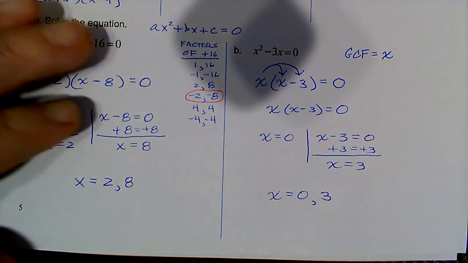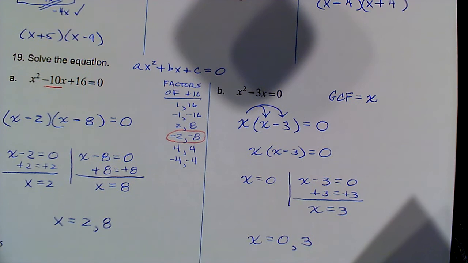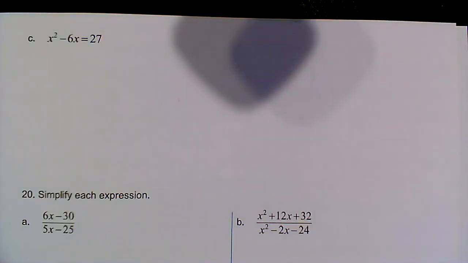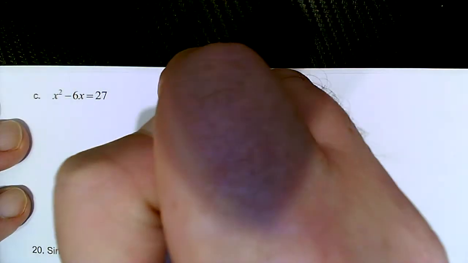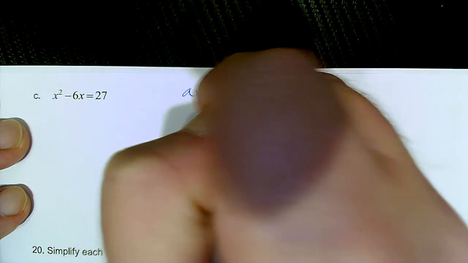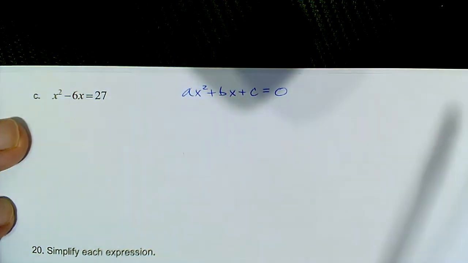Okay, here's one more quadratic equation. And this one is not in the standard form. Because remember, once again, the standard form is everything to one side set to 0. So ax squared plus bx plus c equaling 0.